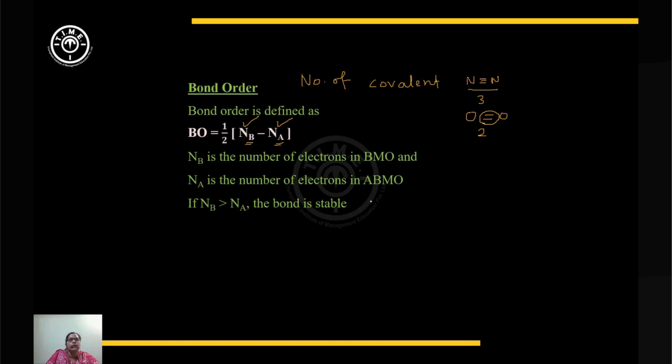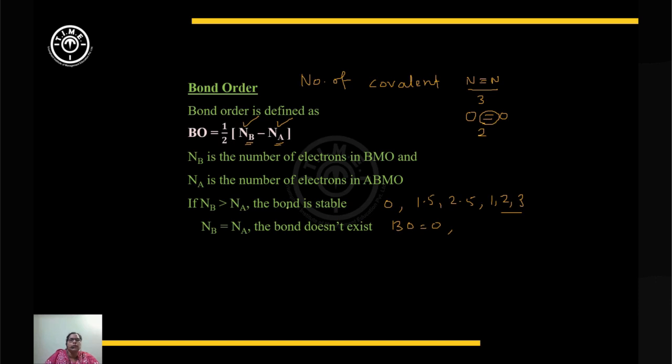And the bond order can be 0. It can be a fractional value like 1.5 or 2.5, or it can be 1, 2, up to 3. In some cases, it may go beyond 3 also. And if the number of electrons in the bonding molecular orbitals is equal to the number of electrons in the antibonding orbitals, then the bond doesn't exist. In this case, the bond order will be 0.